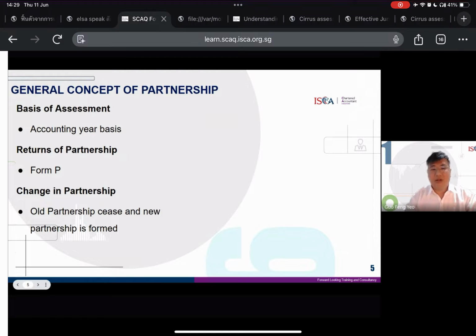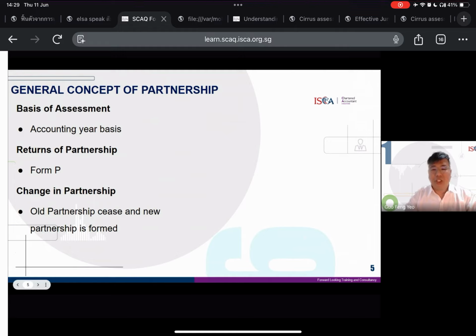Next, we mentioned the returns of the partnership is also known as a Form P, and Form P's purpose is not to enable the partnership to be subject to taxation. It is more of informing the Inland Revenue what is the divisible profit of each of the partners of the partnership for the IRAS to actually subject or review these profits of those partners.